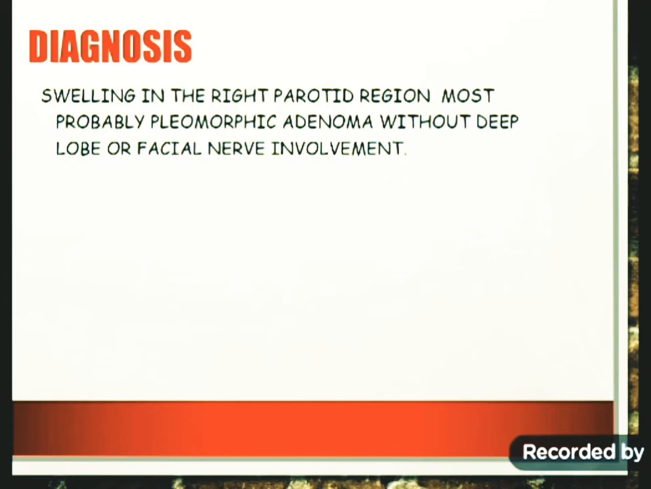What were the findings that told us that it is a pleomorphic adenoma? The swelling was below and behind the right ear. Secondly, there was lifting of the ear lobule. Third, there was retromandibular obliteration. Then we ruled out Wharton's tumor, we ruled out malignancy, and all the other possibilities. This is our most probable diagnosis.